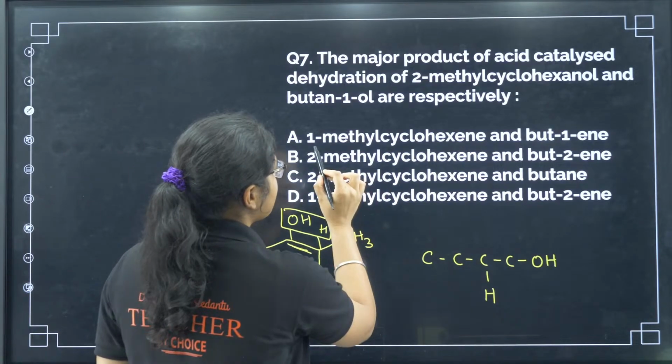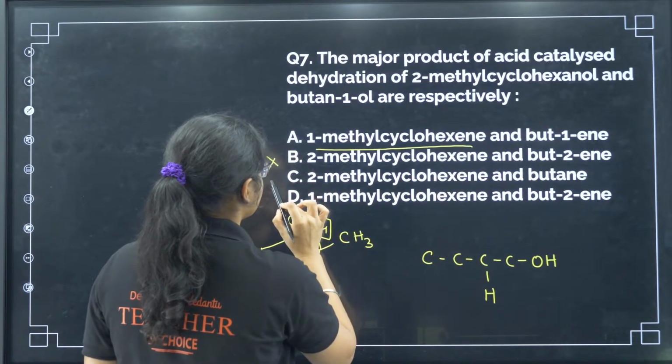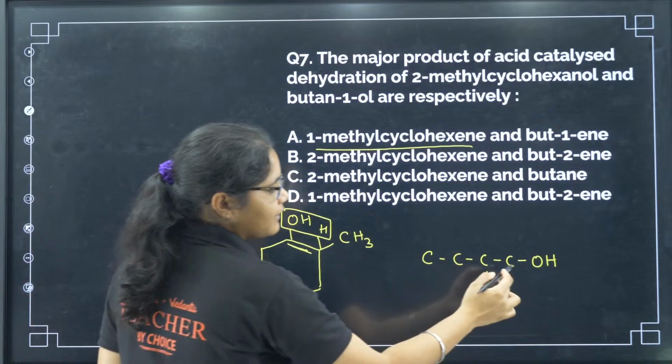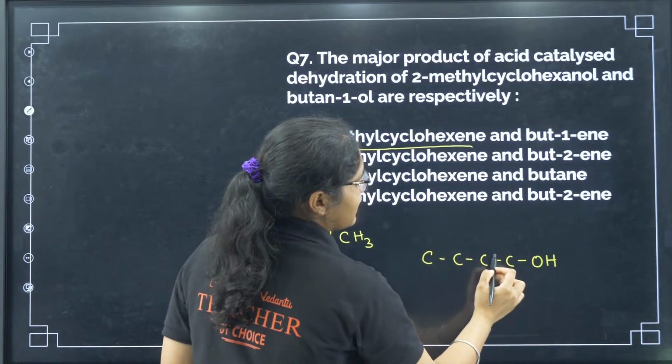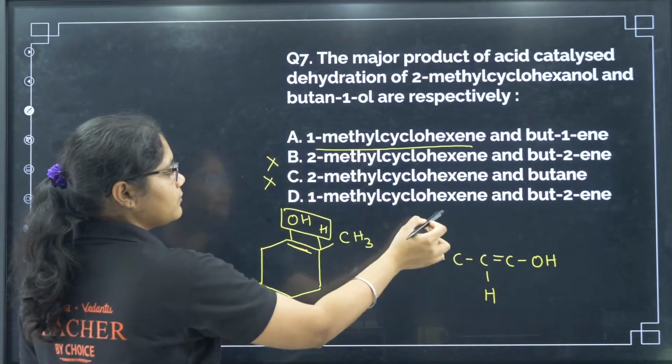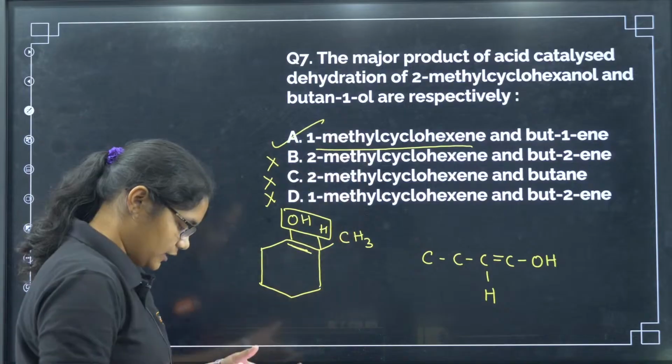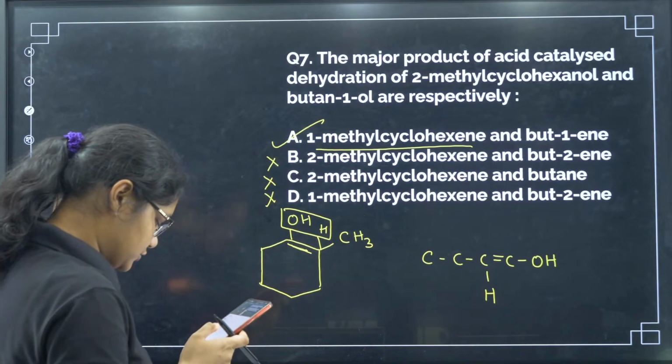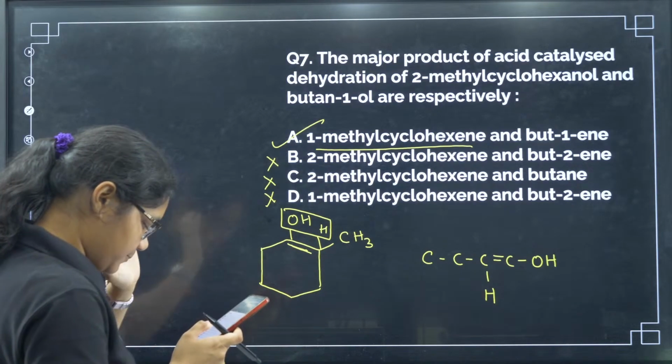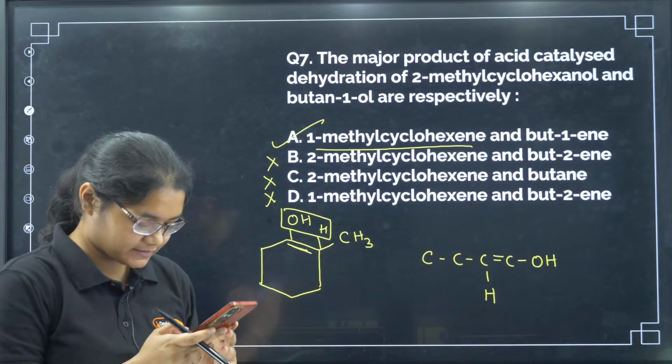1 methyl cyclohexene and 2 methyl, so this one will not be there, and here obviously only one product will form, that is but-1-ene, not but-2-ene, so I will be getting option number A. Okay, so the correct answer is option number A. I hope this is clear.